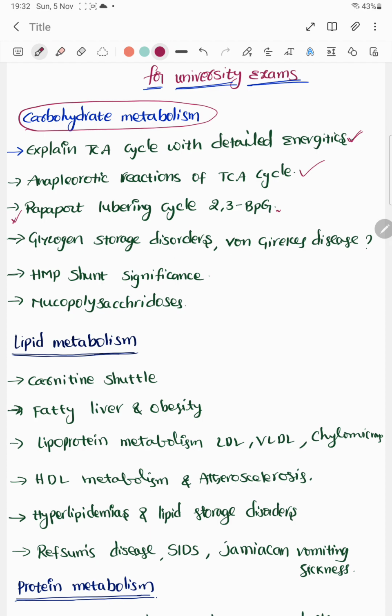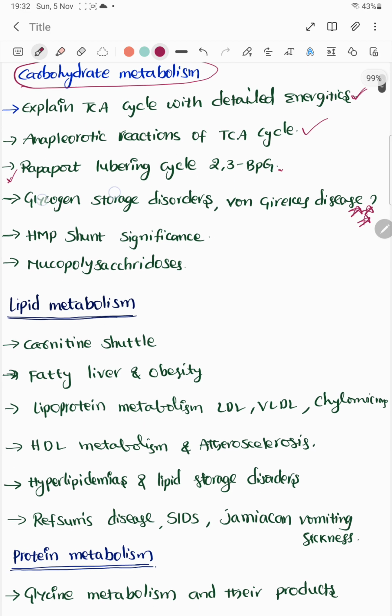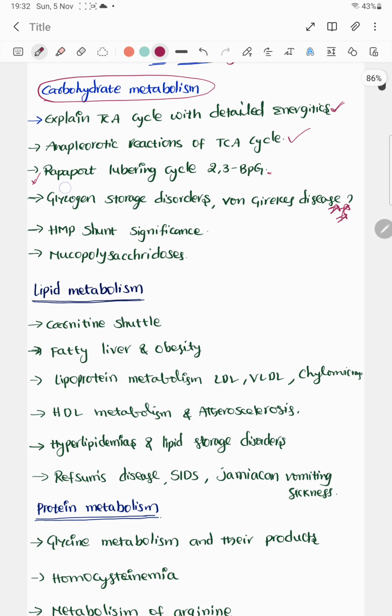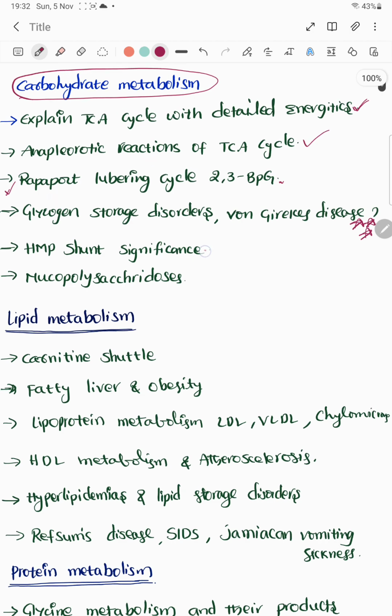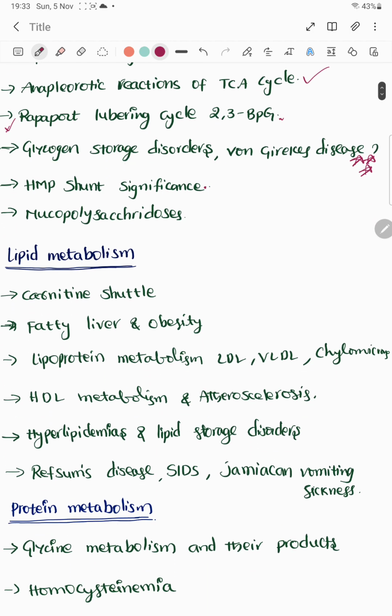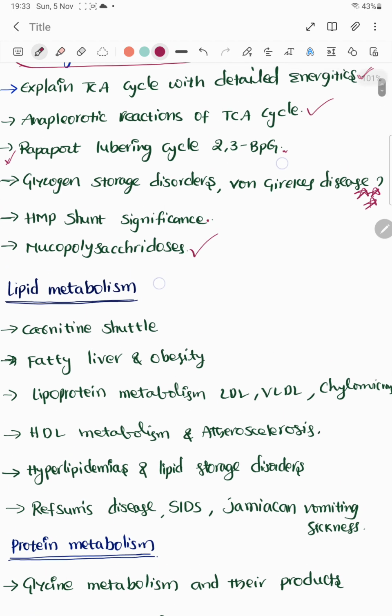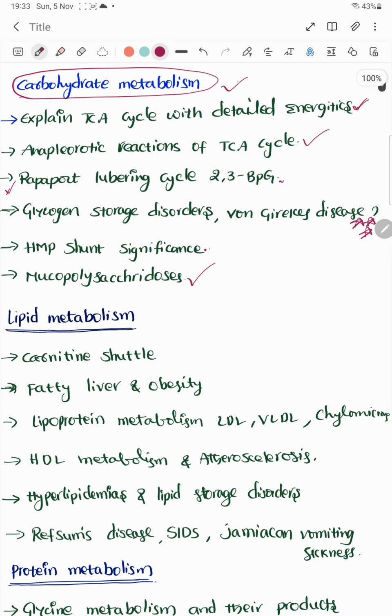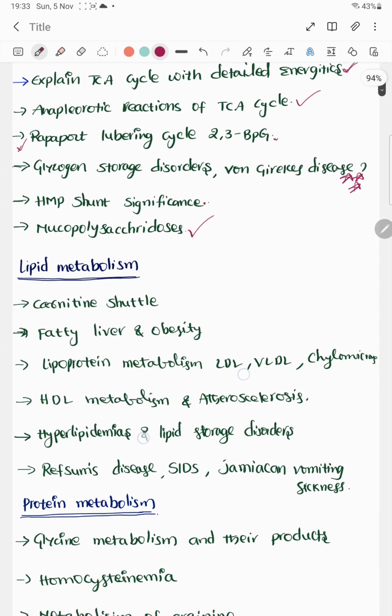Glycogen storage disorders are very important. Here is a star mark. Without revising this question, don't go for the exam. HMP shunt significance may be asked in MCQs, so just see and go. Mucopolysaccharides are also very important, tick mark. So these are the important and very important questions from carbohydrate metabolism that you should revise.